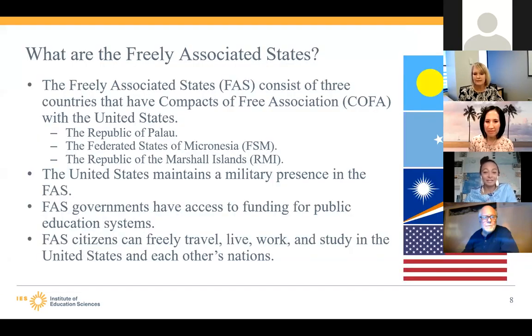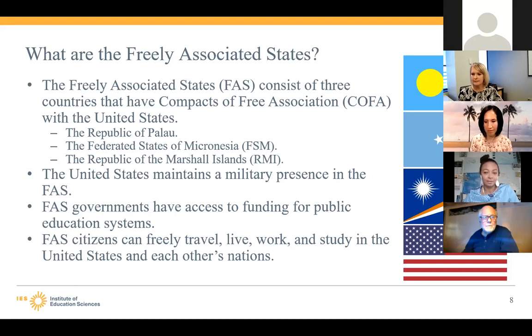So the Freely Associated States, or FAS as we'll commonly be referring to them throughout this presentation, consists of 3 countries that Kirsten mentioned that have international agreements with the United States called the Compacts of Free Association, or COFA. And that's the Republic of Palau, the Federated States of Micronesia, or FSM, and then the Republic of the Marshall Islands, or RMI. So in exchange for maintaining its military presence in these nations, the United States provides certain benefits to FAS governments and their citizens.